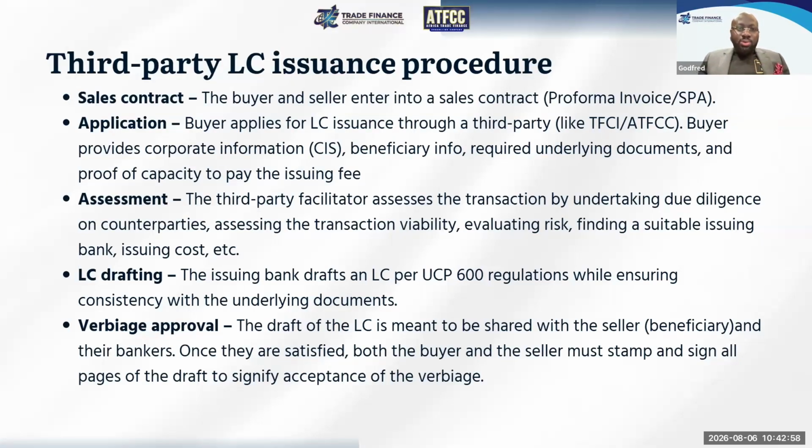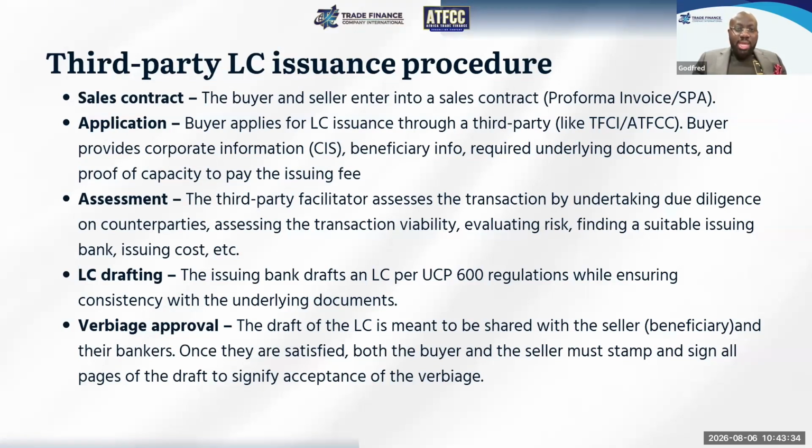So all of these documents are presented, and then the third party facilitator will assess the transaction by undertaking due diligence on the counterparties, assessing the transaction viability, evaluating the risk, and finding a suitable issuing bank and issuing cost. After that, the LC is drafted. So the issuing bank will draft an LC as per UCP 600 regulations while ensuring consistency with the underlying documents.